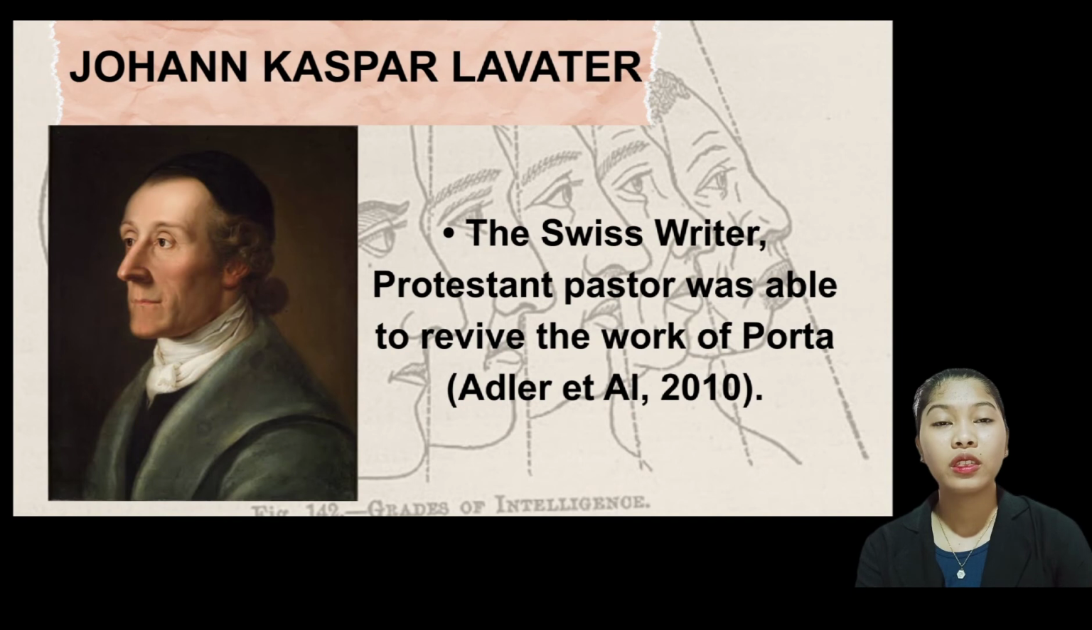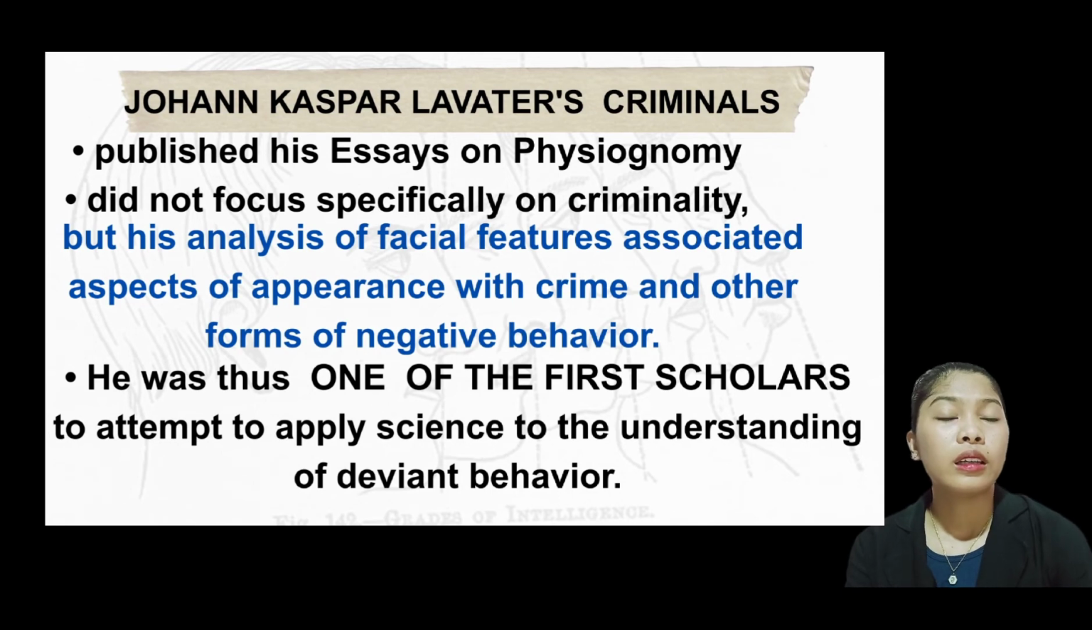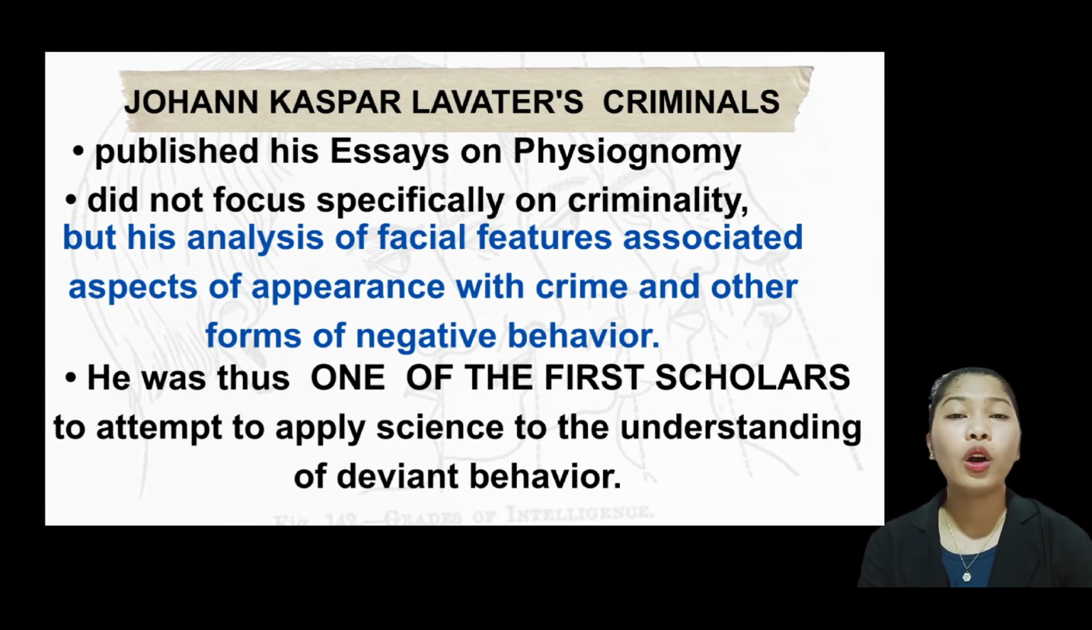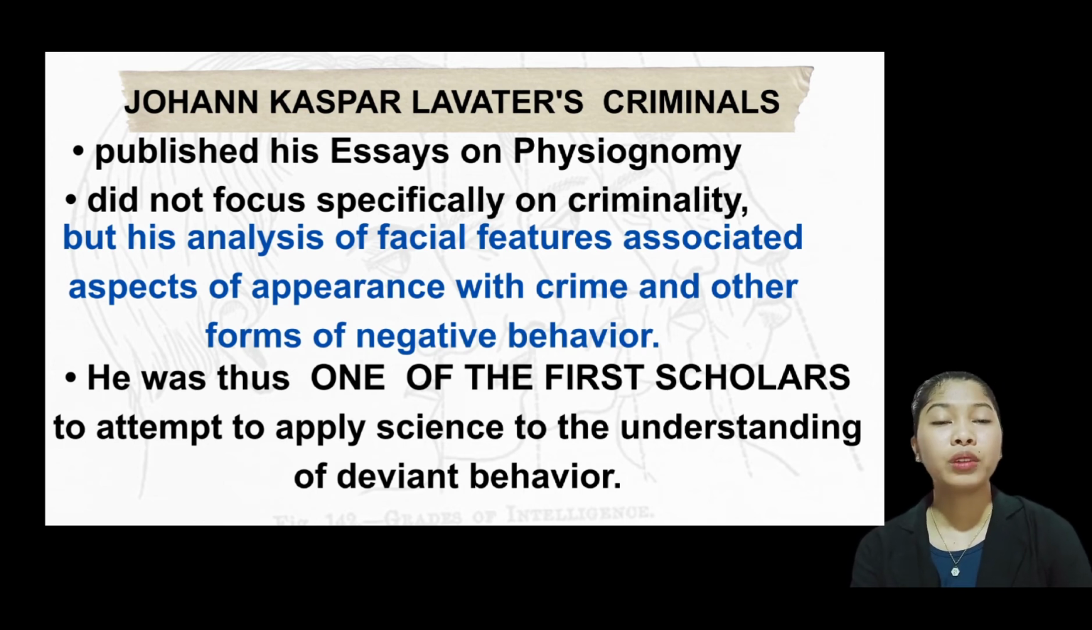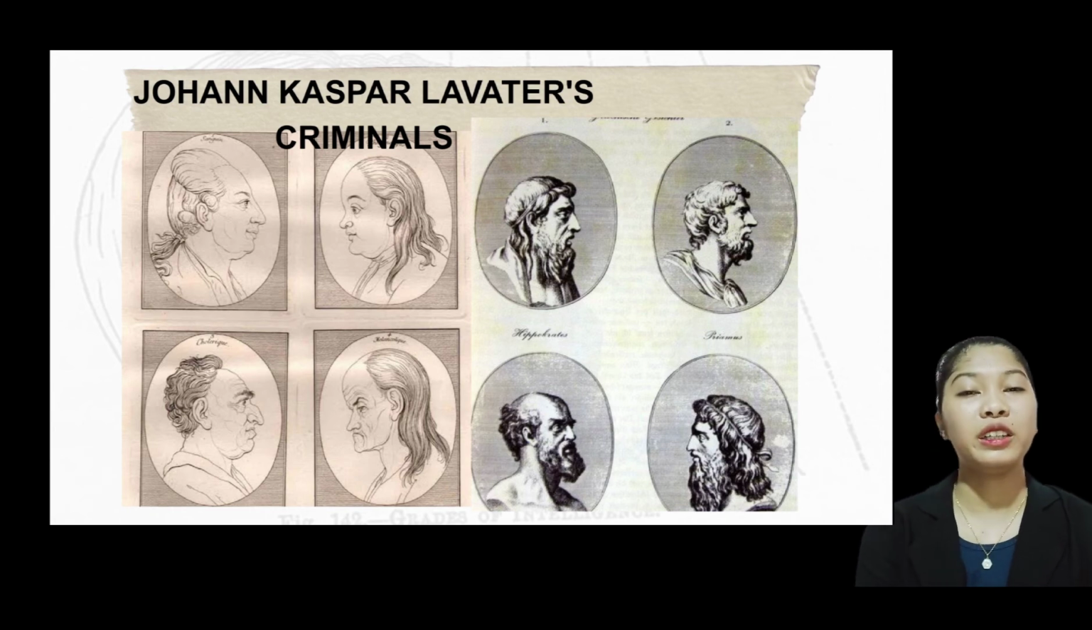So later on, 2 centuries later, here comes Johann Caspar Lavater. He was a Swiss writer and Protestant pastor, and he tried to revive the work of Porta, and he was one who believed in the Bible. So he published his essay on physiognomy. According to Lavater, practically saying, people with an animal look may behave like an animal. However, they have different standards of judging one's character based on features. So according to Lavater, there are people who may be prone to committing crime.